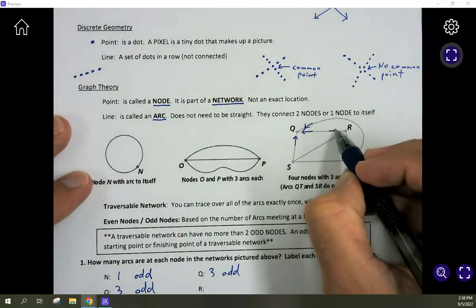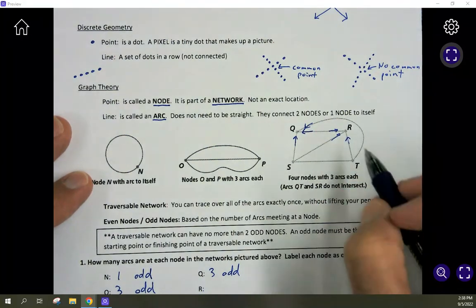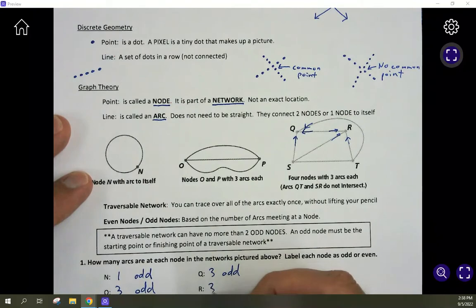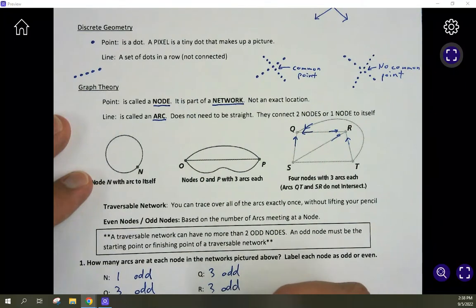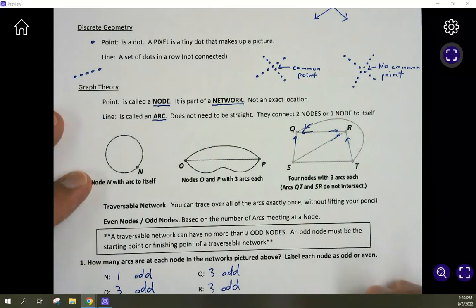R, 1, 2, 3 lines meeting at that point. 3 arcs meeting at that node. So that's 3. So it's odd. S is also 3. And so it's odd. And T is also 3. And so it's odd.